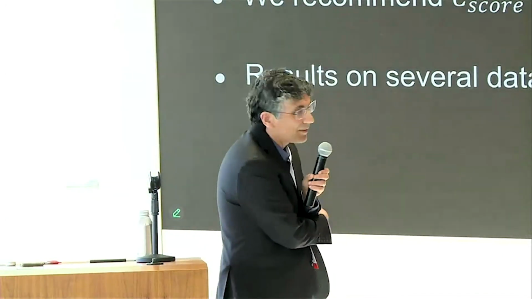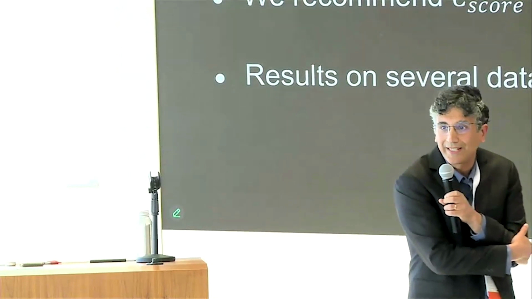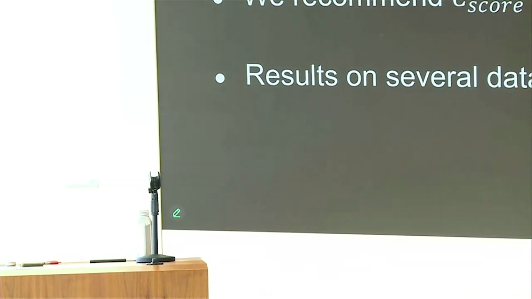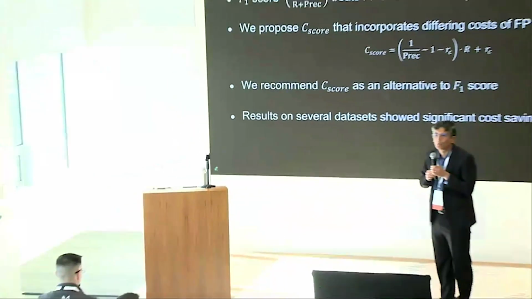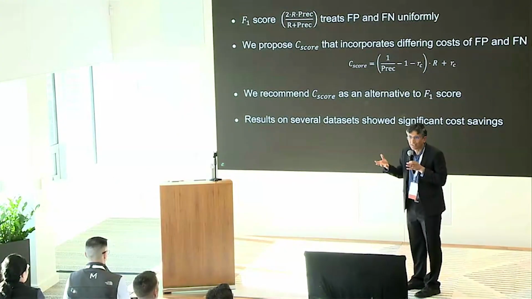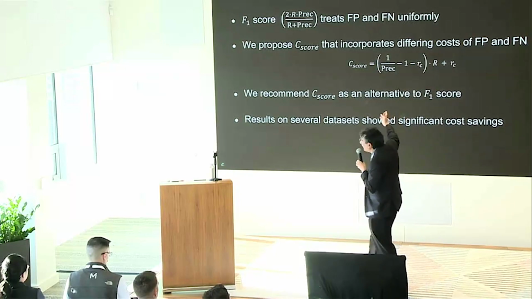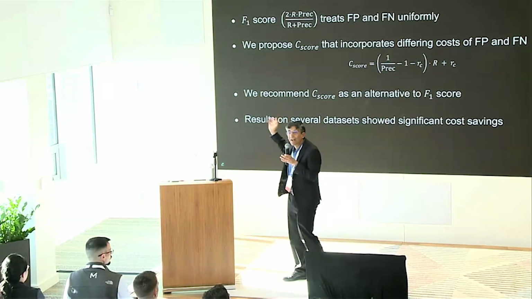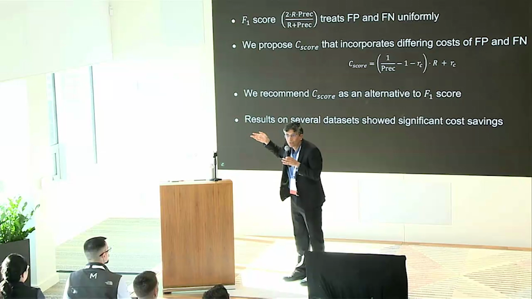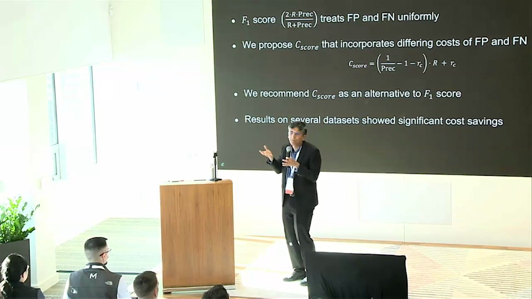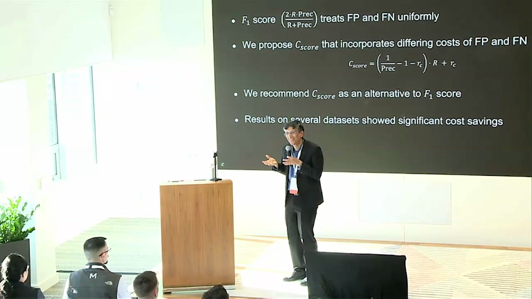Right. So if your precision is close to 0, clearly your cost is going to be very high. With a precision of 0, obviously your model is not very useful. So it is not defined for a precision of 0. We haven't really looked into that, but hopefully you have models which don't have a precision of 0.